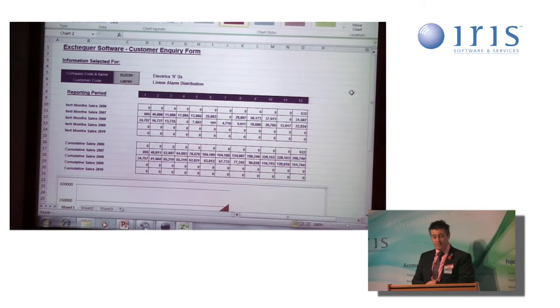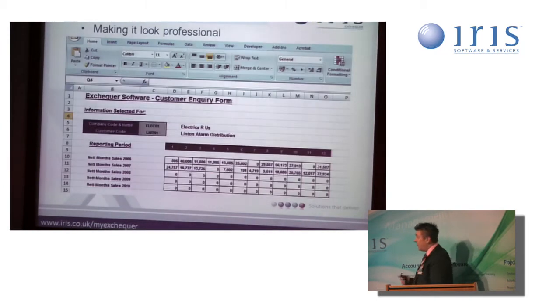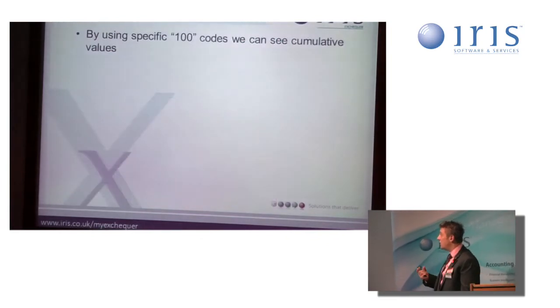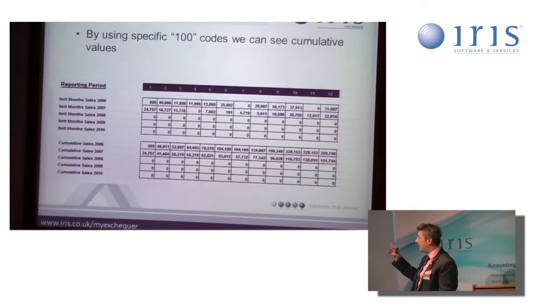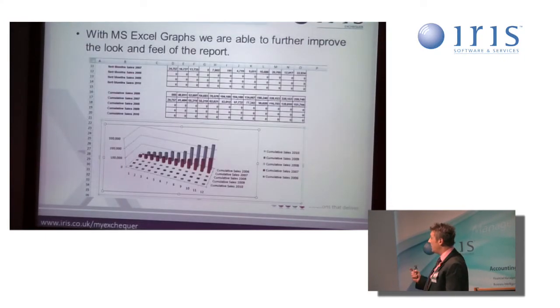The end result here is I've made this report just look a little bit more professional. I feel fairly confident that by adding that little bit of formatting, making it look a bit more professional, increasing the data that we've reported on by using those 100 codes so that we can get cumulative sales included on the report, I've given it a graphical representation using Microsoft Excel graphs, nothing we've introduced.